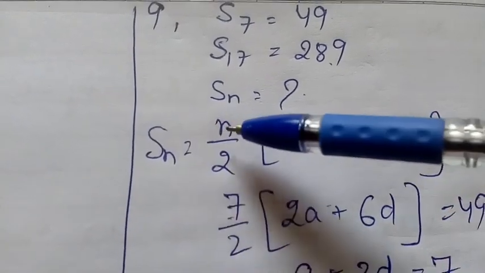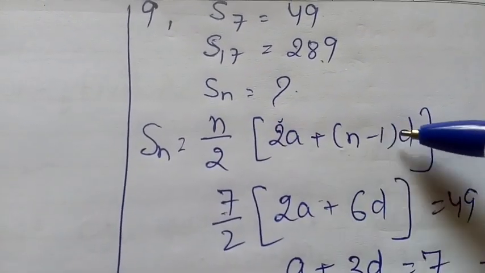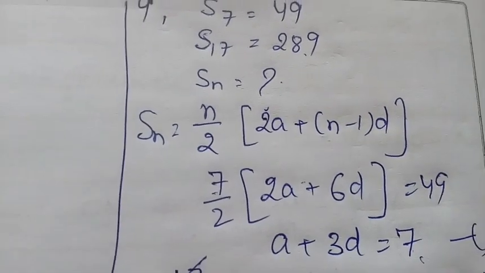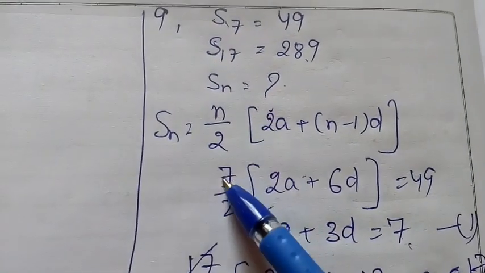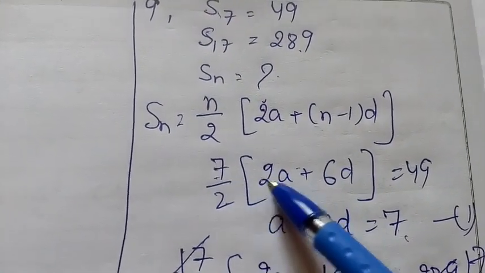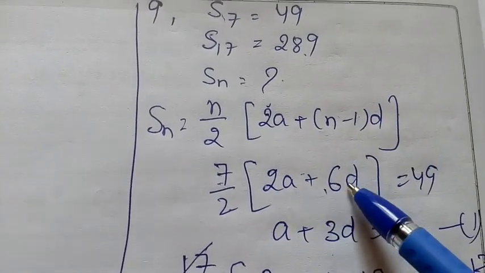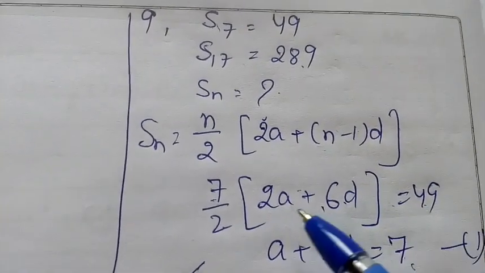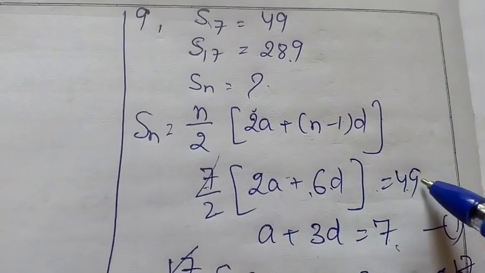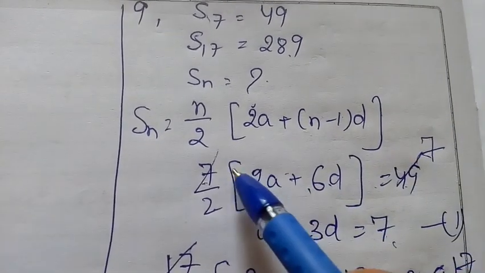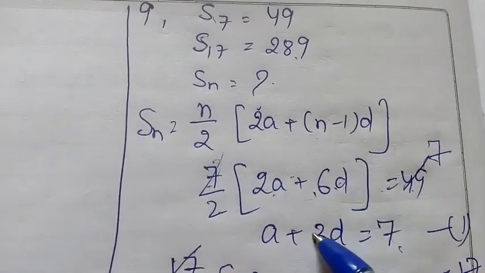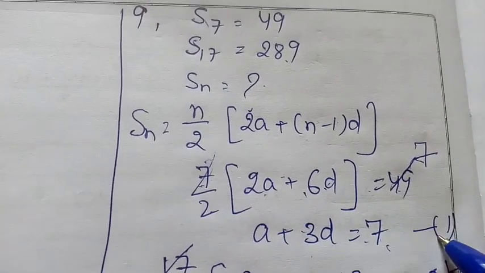Sn, formula of sum, n by 2 into (2a plus (n minus 1) into d). For S7, n equal to 7. 7 by 2 into (2a plus 6d) equal to 49. 7 twos are 49, and by taking 2 common, a plus 3d is equal to 7. This is the first equation.